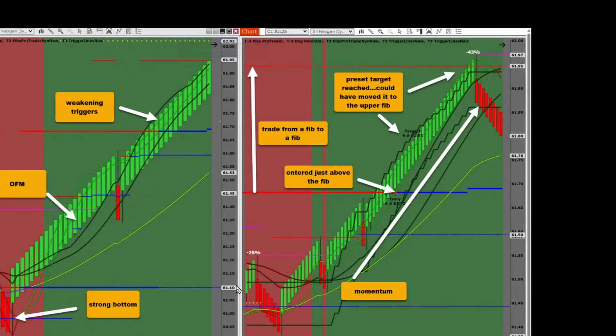All right. Strong bottom. Odds favorable. Let's figure out where you took the trade. You took the trade right here. So weak triggers. No clear path. And you say everything is screaming, let me jump in and let me get paid. Could have moved to the upper fib, right, Bob? And if I was better looking, I could have been a movie star.